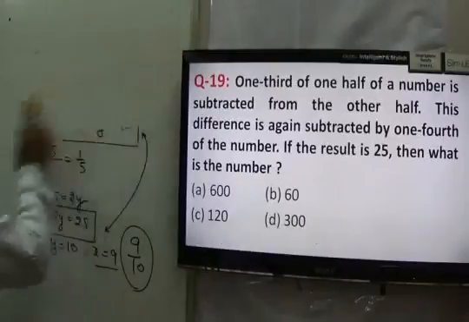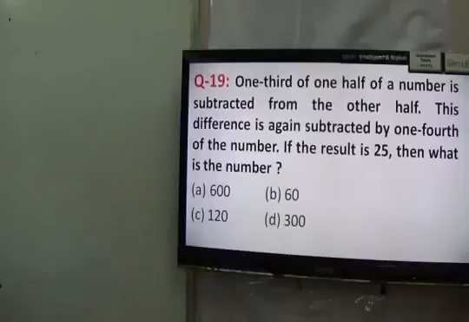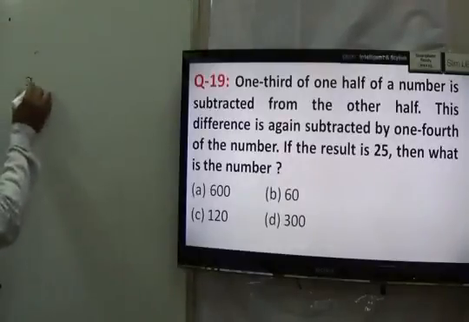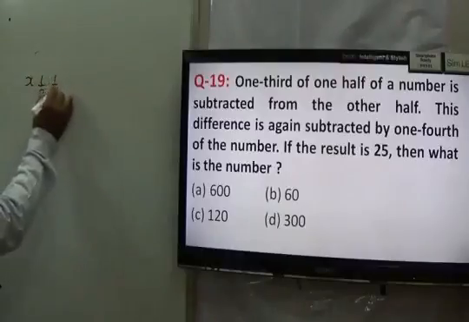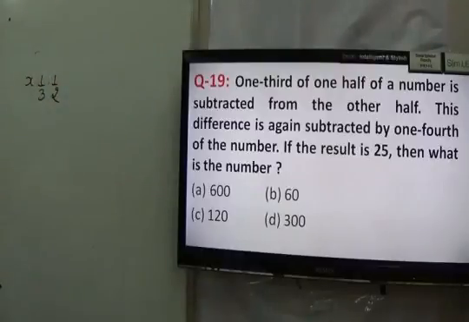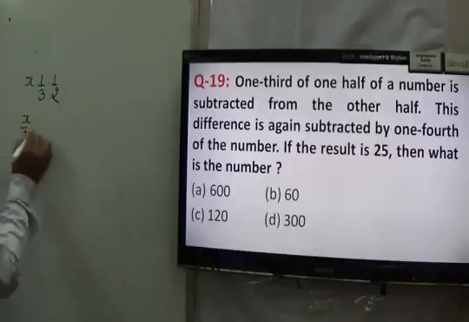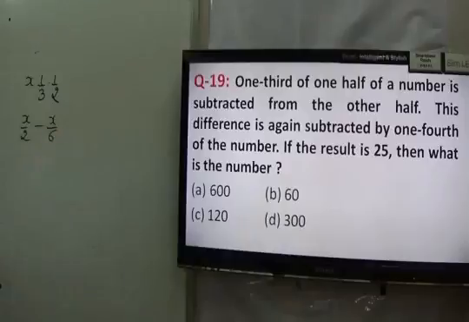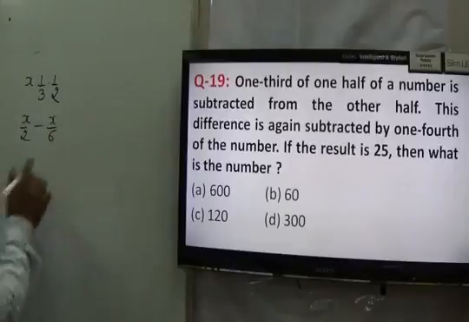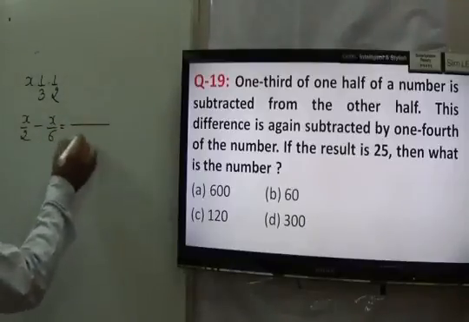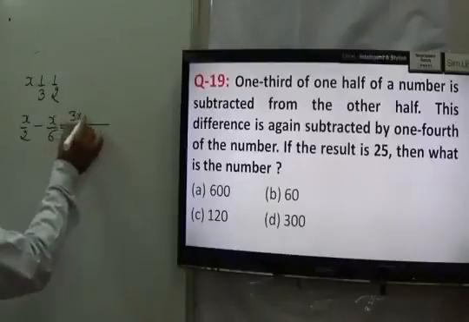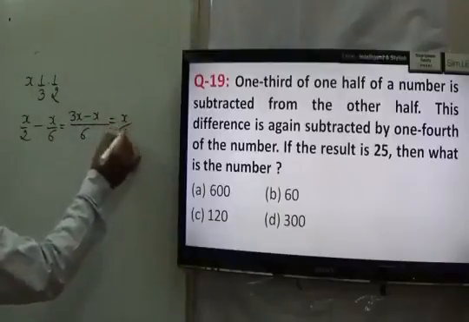Next you have question number 19. It states that 1/3 of 1/2 of a number is subtracted from the other half. Is subtracted from the other half means we have to subtract x by 2 minus x upon 6. This difference is again subtracted from 1/4 of the number. So I can find the difference with LCM 6. It would be 3x minus x, that would be x by 3.